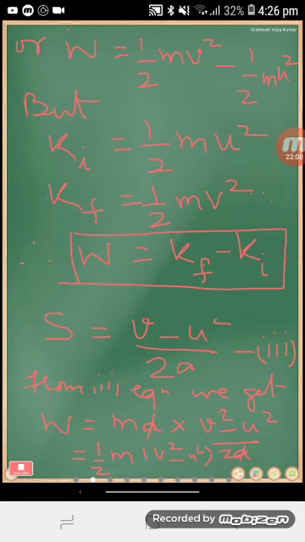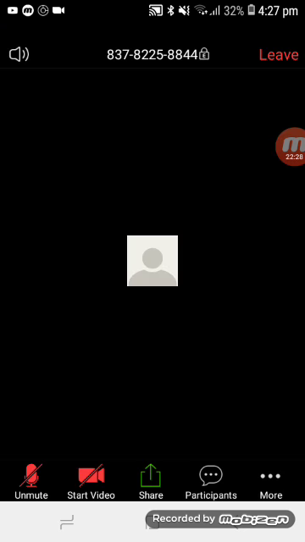That means change in the kinetic energy is equal to the work done on the body. And this change in the kinetic energy will be an increase in the kinetic energy if the force is applied in the direction of the motion, and it will be a decrease in the kinetic energy if the force is applied in the direction opposite to the motion. So I hope up till here it is clear to all of you.